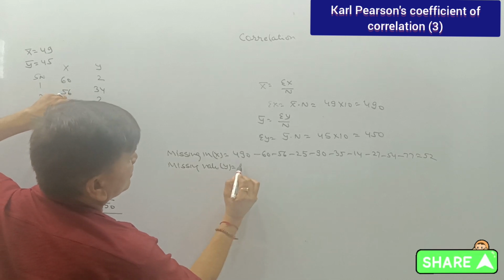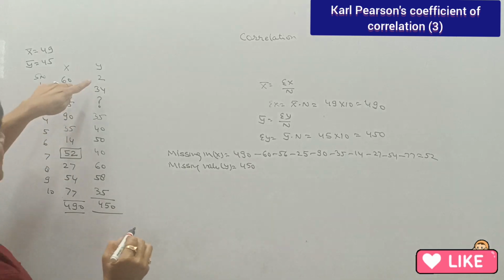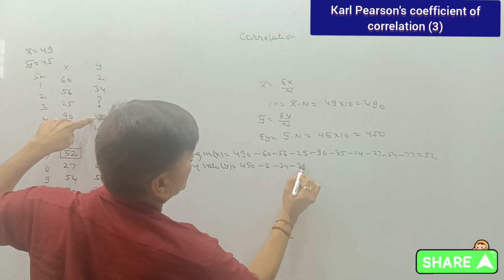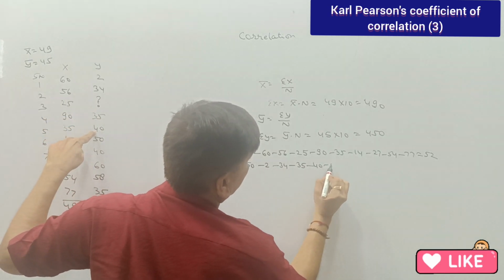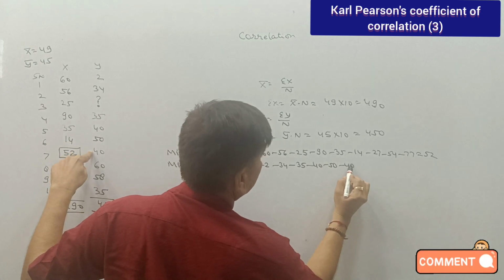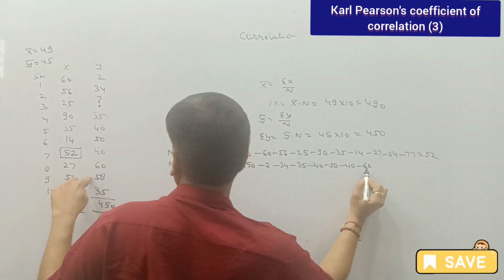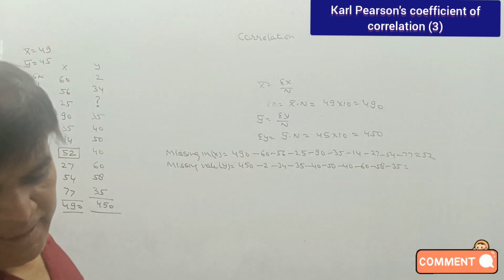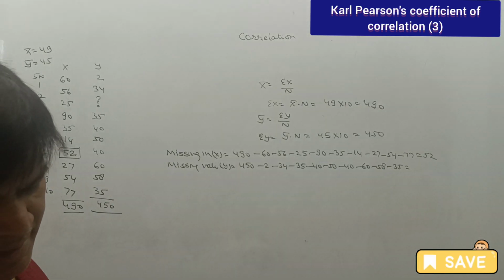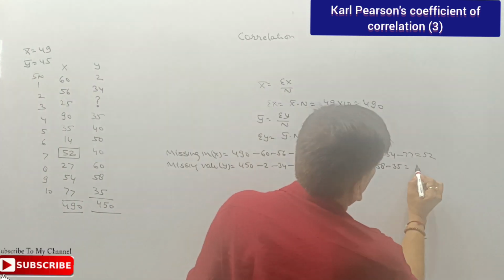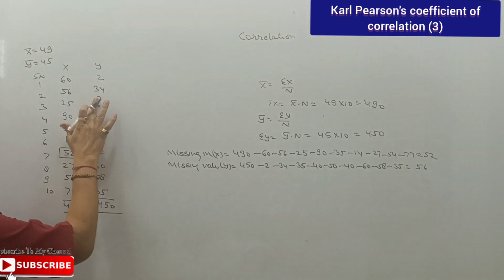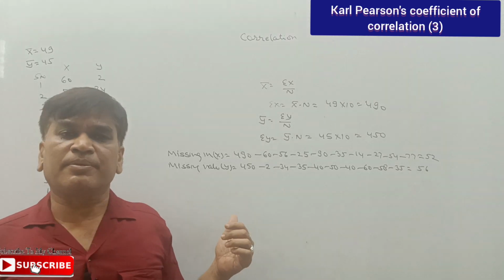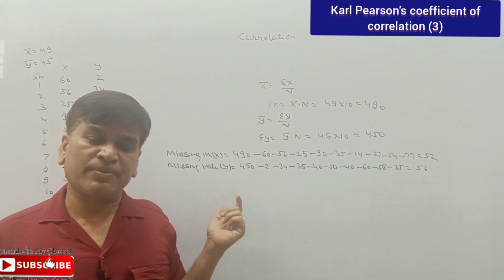For the missing value in the Y series, 450 is the total. The given items are 2, 34, 35, 40, 50, 40, 60, 58 and 35. If we deduct all the given values from the total, the result will be 56. So this value is 56. First of all, we have calculated the missing values in the X series and the Y series.